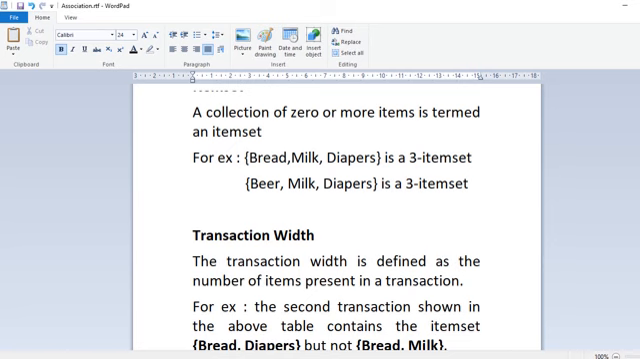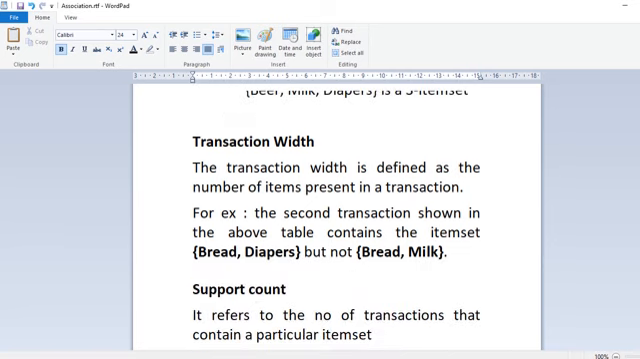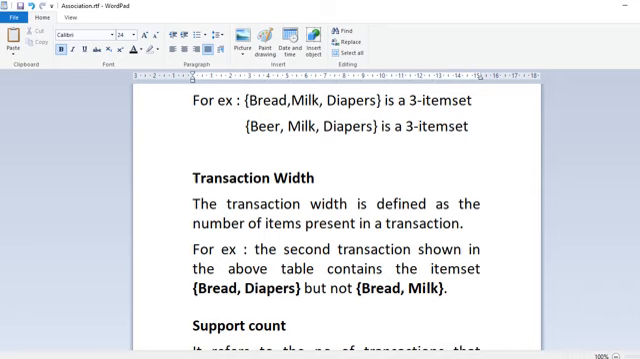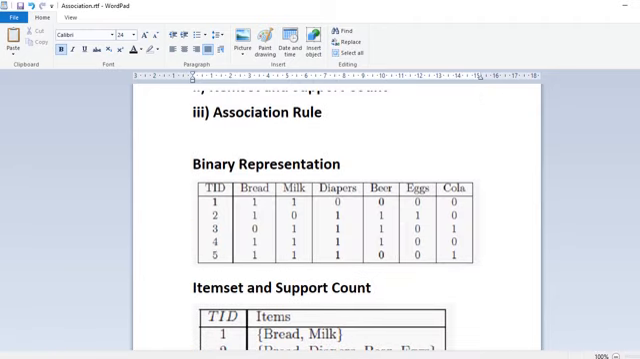So it depends upon how many items you are going to consider. Next we will see what you mean by a transaction width. This is a very crucial definition. A transaction width is defined as the number of items present in a transaction. Suppose you take the second transaction in the above table, it contains the item set bread, diapers, but not bread, milk. It doesn't contain bread, milk, but it contains bread, diapers. So transaction width means the number of items present in a transaction.